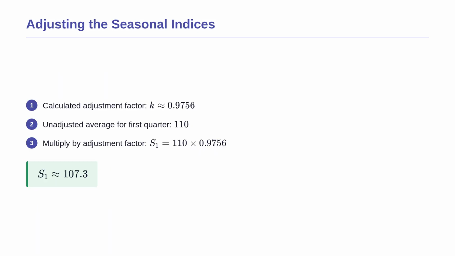Let us see how this adjustment factor is applied. We are given an unadjusted average for the first quarter of 110. We also know our adjustment factor is approximately 0.9756. Why do we multiply them? Because every unadjusted average is currently about 2.4% too high. By multiplying the unadjusted first quarter by our adjustment factor, we scale the value down slightly. The final adjusted seasonal index is approximately 107.3. This definitive number guarantees that our seasonal adjustments do not distort the overall annual trend.